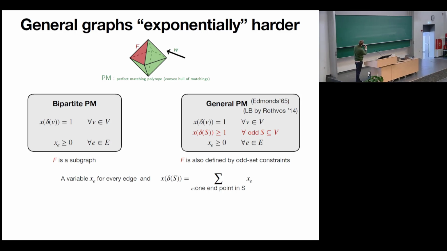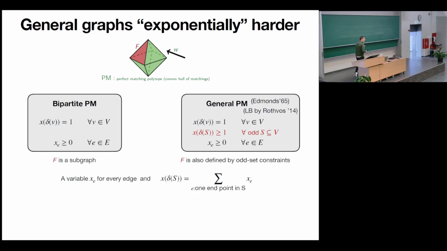We have all the constraints from the bipartite case, but we also add this constraint that for any odd set of vertices, at least one edge in your perfect matching has to go out of this set, right? If I have 3 vertices, there's no way I can pair them up. So one of them has to be paired up with a vertex outside. If I have 5 vertices, there's no way a perfect matching can pair them up. So at least one edge has to go out. And this turns out to be a sufficient set of inequalities to add to describe the convex hull of perfect matchings.